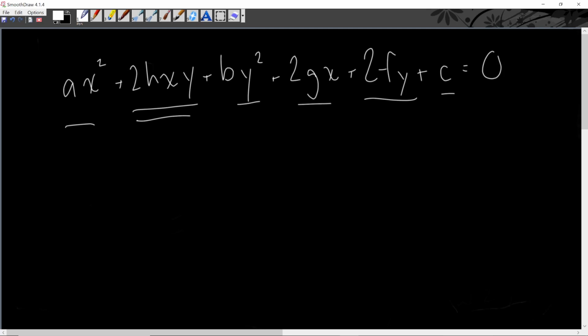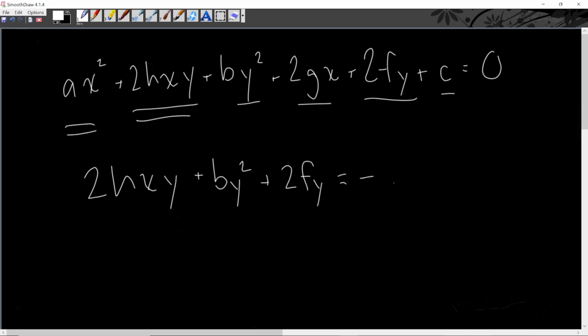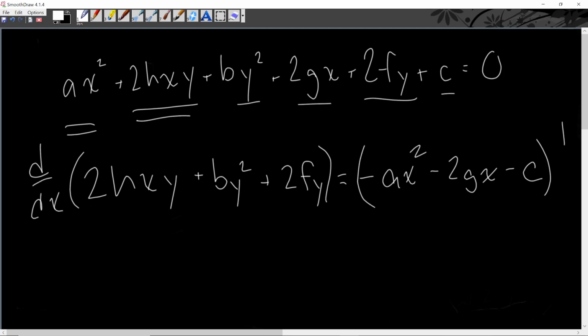But yes, let's just put every term that has a y on one side, so 2hxy plus by squared plus 2fy. And then from here we can bring our ax squared to the other side, make that negative ax squared, and then minus 2gx, and then minus c. And now we're just going to differentiate with respect to x for both sides. We are trying to find the derivative with respect to x. Again, d/dx should be over there, but I'm just writing this out right now.